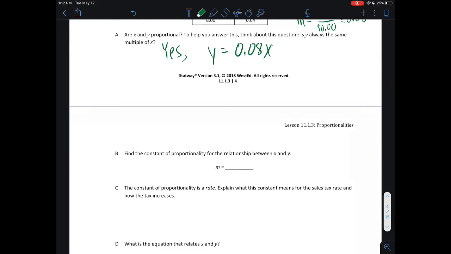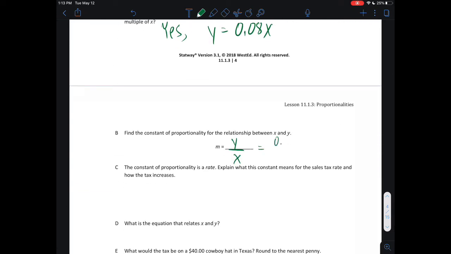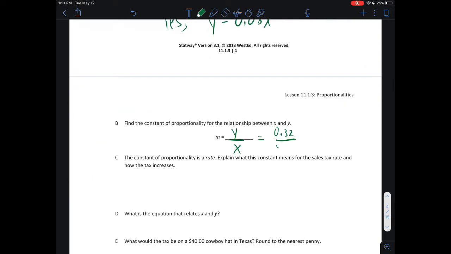Part B, find the constant of proportionality for the relationship between x and y. Well, just like we did, m equals y divided by x, we did that a couple of times. So for example, y equal to 0.32 divided by x equal to 4.00, that gave us 0.08. That's our constant of proportionality. Part C, the constant of proportionality is a rate. Explain what this constant means for the sales tax rate and how the tax increases.